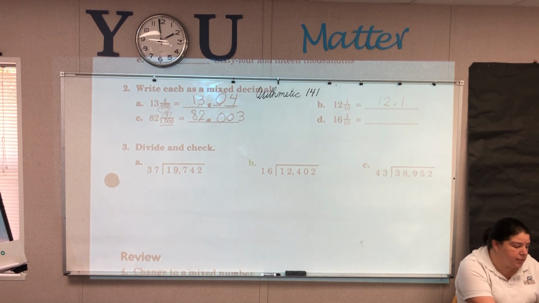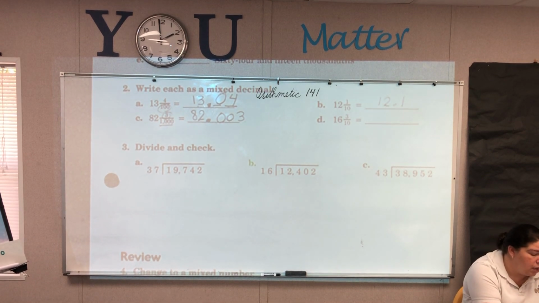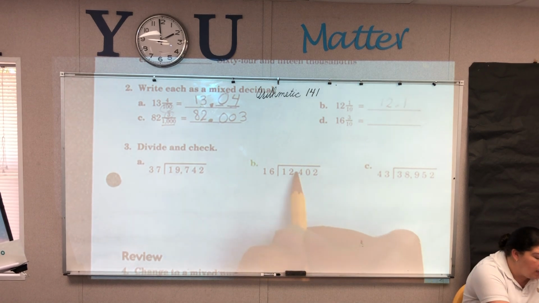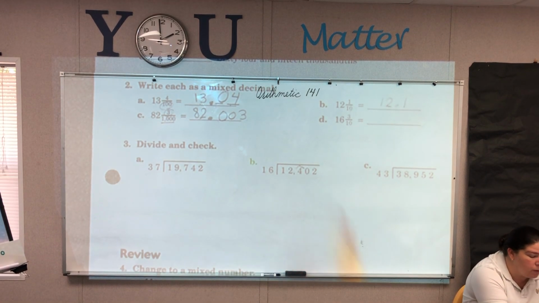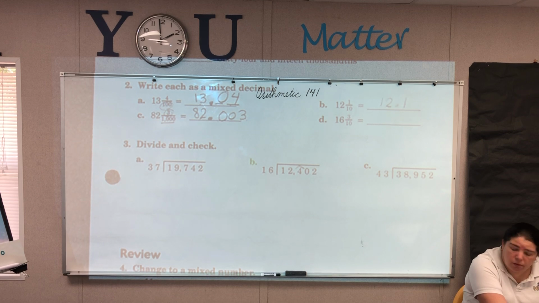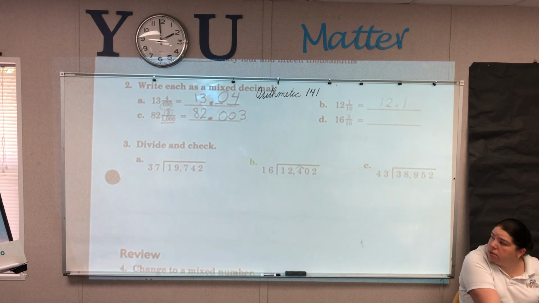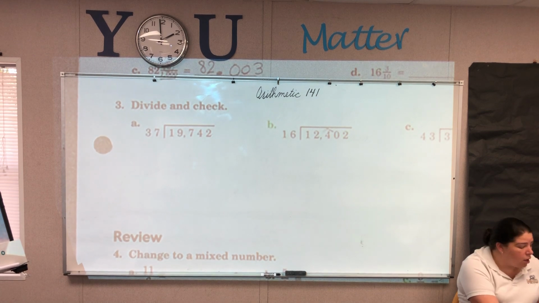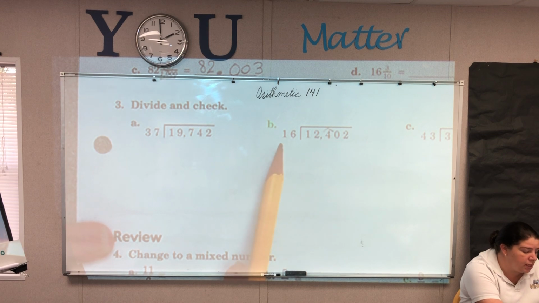Let's do letter B together. 12,402 divided by 16. We know that 16 cannot go into 1, 16 cannot go into 12, but 16 can go into 124. Our caret goes above the 4. Okay, let's make this a little bit bigger so you can see. Move it over here. Okay, 124 divided by 16.